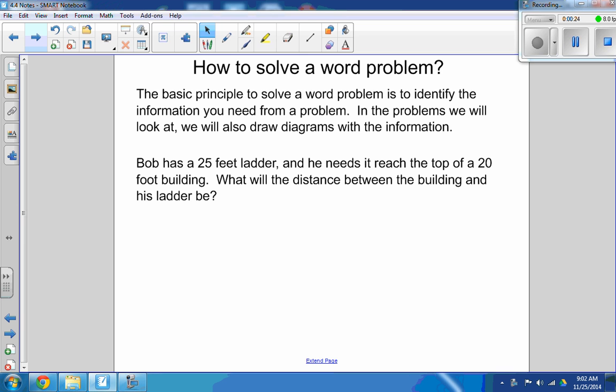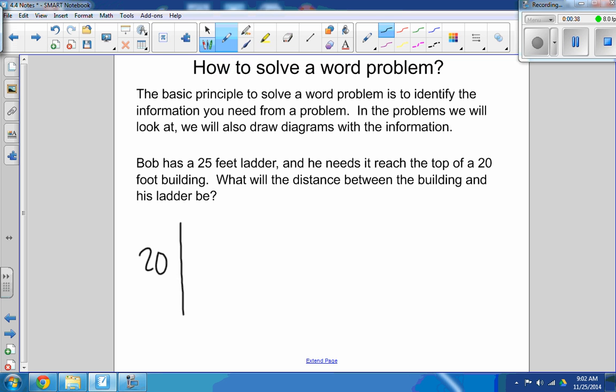All right. Bob has a 25-foot ladder, and he needs it to reach the top of a 20-foot building. What will the distance between his building and his ladder be? Okay, so we've got a 20-foot tall building, and a ladder is 25 feet. What will the distance between the building and the ladder be? So that's what it looks like. All right, so let's now solve this.